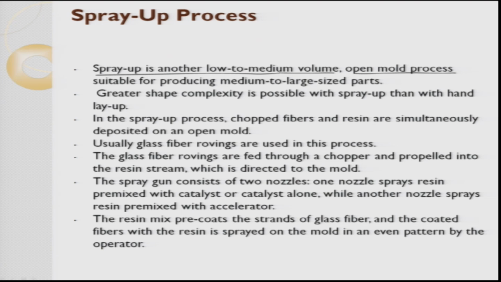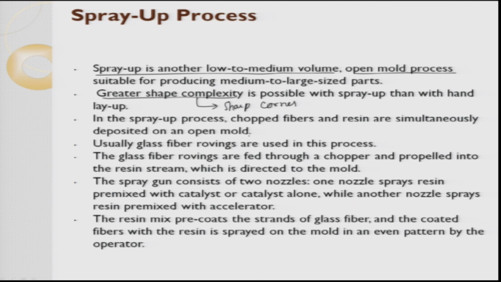Here the production is higher than that of the hand layup process, with greater complexity in terms of sharp corners. Sharp corners can be made using this process. In the spray layup process, chopped fiber and resin are simultaneously deposited on the open mold. Usually, glass fiber rovings are used in the process.